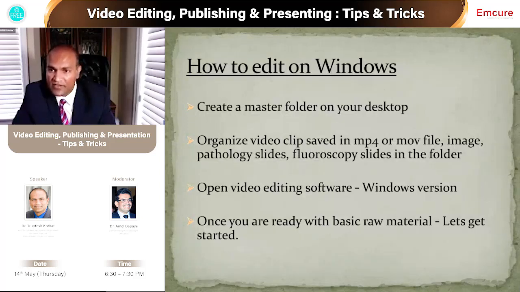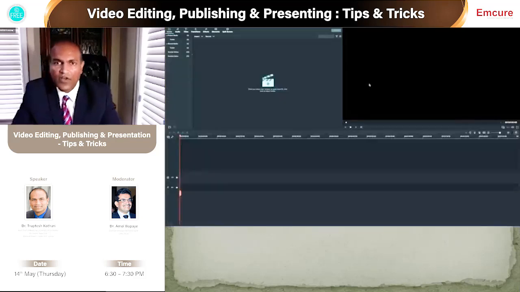Retrieve all the images of the procedures, all the pathology slides, fluoroscopy slides, assemble everything. You need to have everything in the folder so that you do not have to run around getting from each and different folders. Then you can start opening your video editing software, Windows version. For our presentation, we'll have the Filmora. And once you're ready with all the basic raw material, we can start doing video editing. So let's jump on to how to perform video editing on the Windows version, which is Filmora.